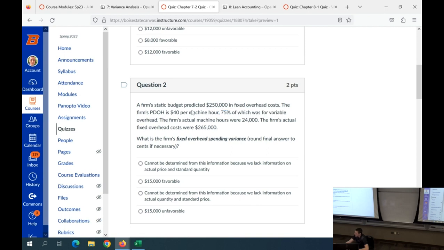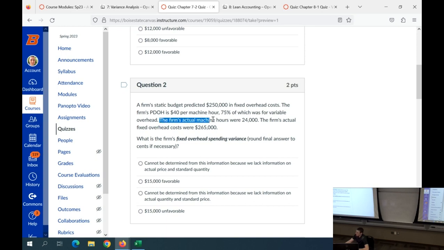All right, so what that means is we have an overall overhead rate that we're charging each unit of $40 per machine hour that the unit consumes. And $30 of those, or 75% of that, is for variable overhead, which means the remaining 10, we're effectively charging every unit $10 per machine hour for fixed overhead costs. What we can do with that is we can derive also the standard quantity if we needed to. But we'll move on.